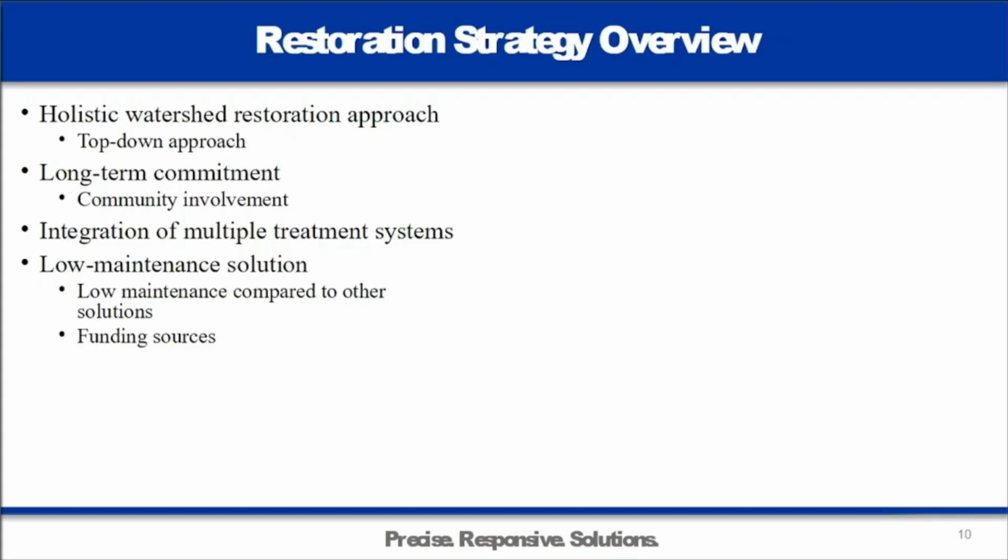We wanted long-term commitment. Too many times I've seen projects where the long-term commitment is not there, and then you end up getting projects that go for a short period of time and end up failing. We wanted to integrate multiple treatment systems. If you put all your eggs in one basket with one large treatment system on a watershed, if that treatment system fails, you'll lose all of your progress within the watershed. When you put multiple systems in headwaters throughout the watershed, you get separate areas that you can restore.